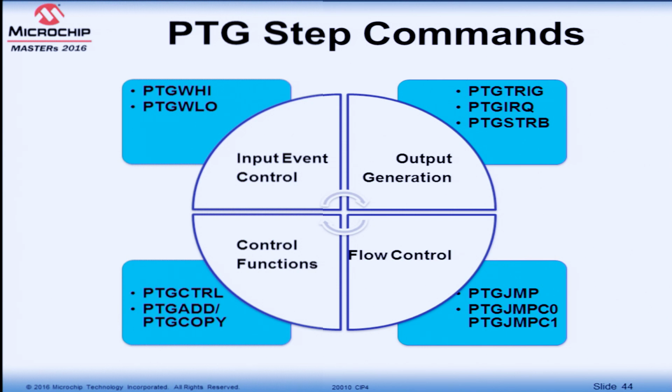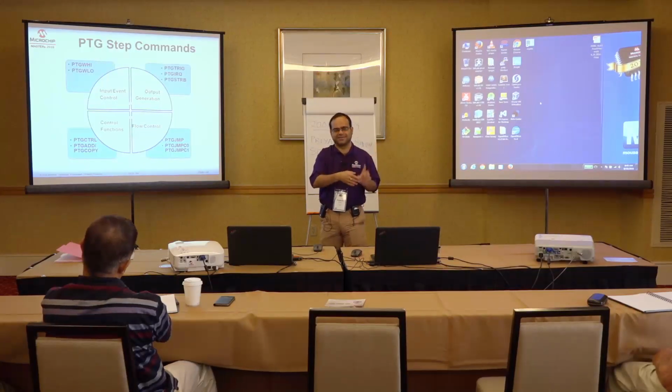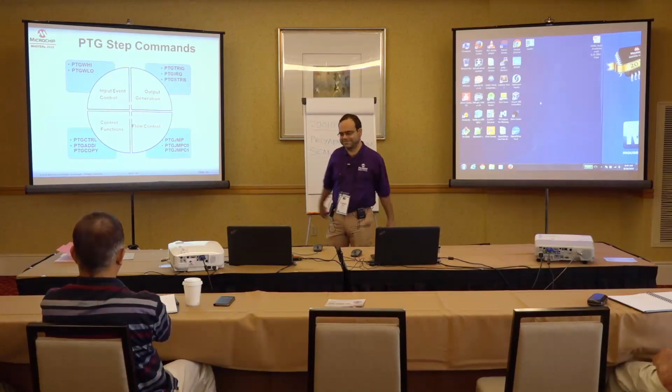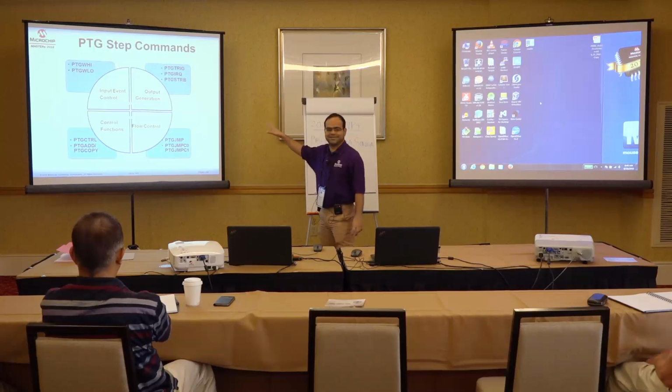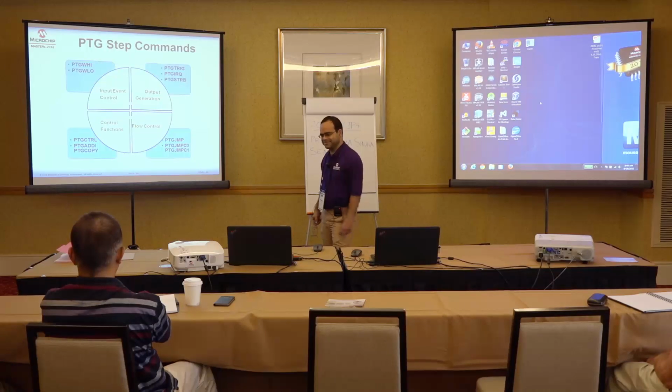So wait for high or wait for low. Conversely, it can also generate triggers, which are basically output triggers to various peripherals, and there is a command that does that, PTG trig. And of course, it can generate a trigger to the CPU as well through PTG IRQ. So all these are specific values. These step commands are basically nothing but values that are listed in the data sheet that you need to write to the step registers, step 0 through 31. So these are not registers as such, these are just values that you write to those step registers.